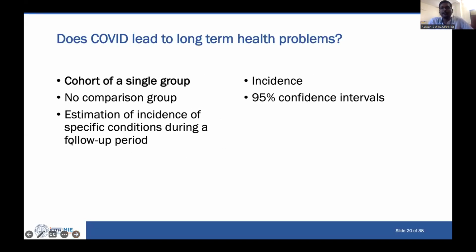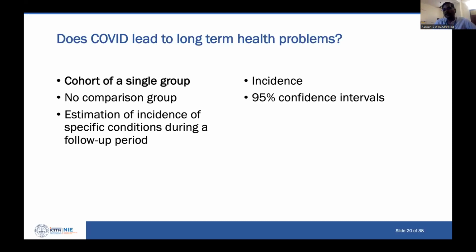This is an example of a research question which can be answered by a cohort study. Does COVID lead to long-term health problems? So it is a cohort of a single group where you recruit all patients who have COVID and follow them up in the future. There is no comparison group, but you can estimate the incidence of specific conditions during a follow-up period.